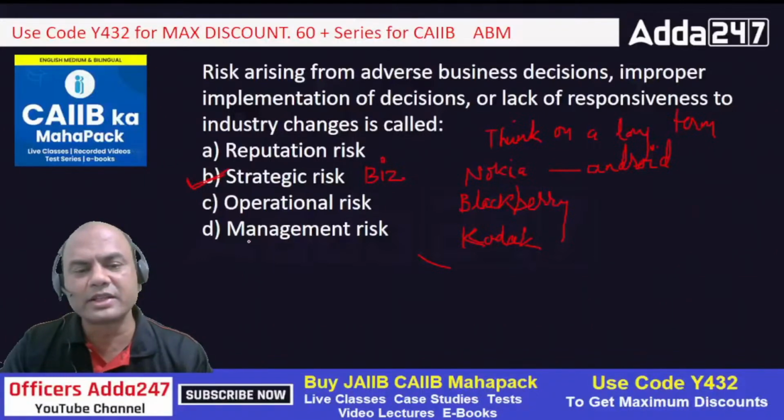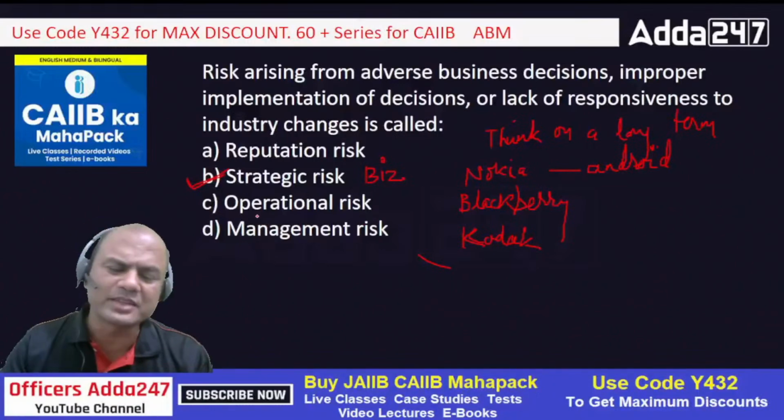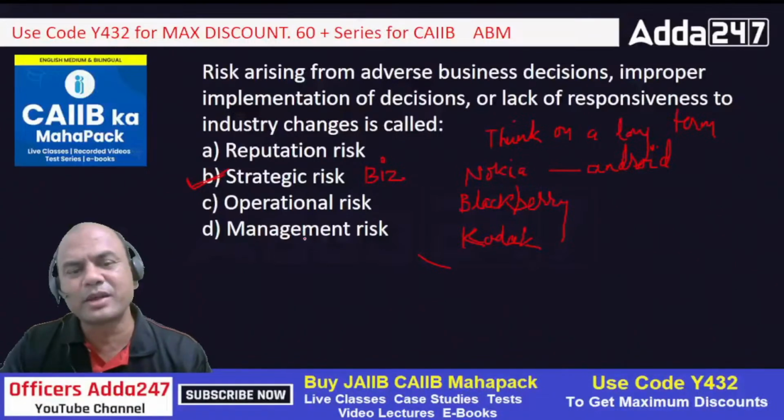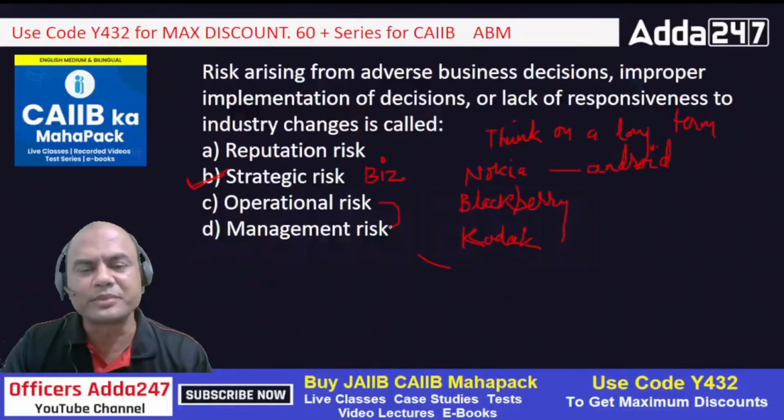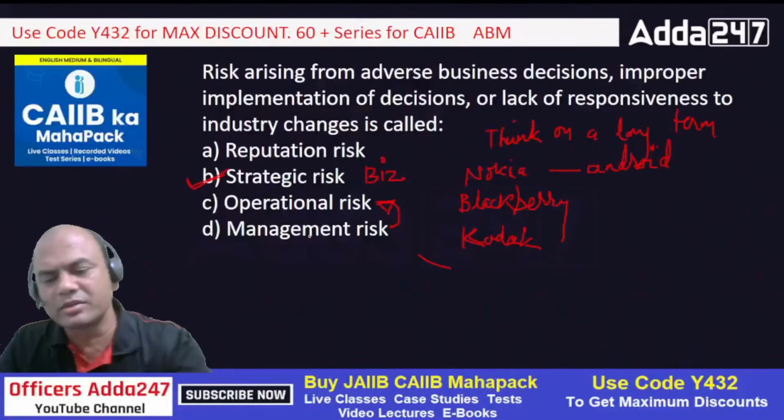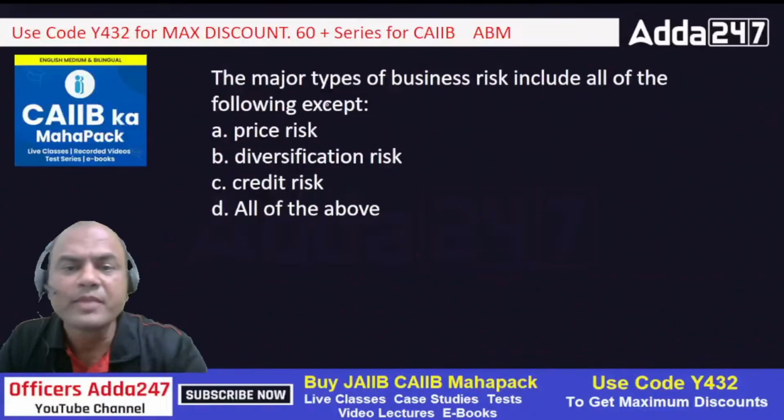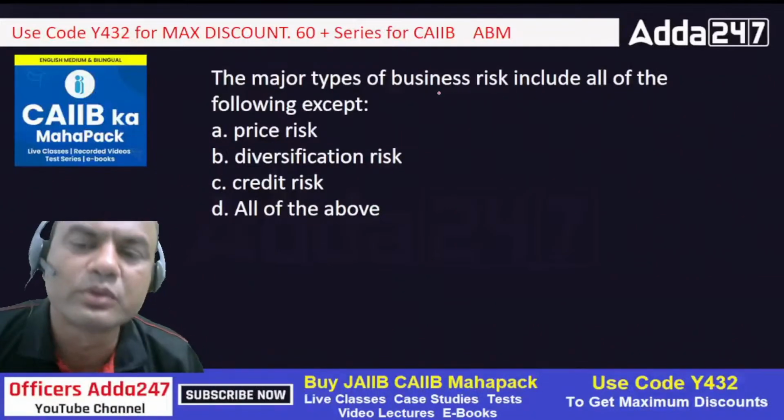Operational, we have already covered this. And management risk. What is this management risk? There is nothing called management risk. It's a part of operations only. After all, it's a human being. What is management? Management is a human being only. The major types of business risk include the following.